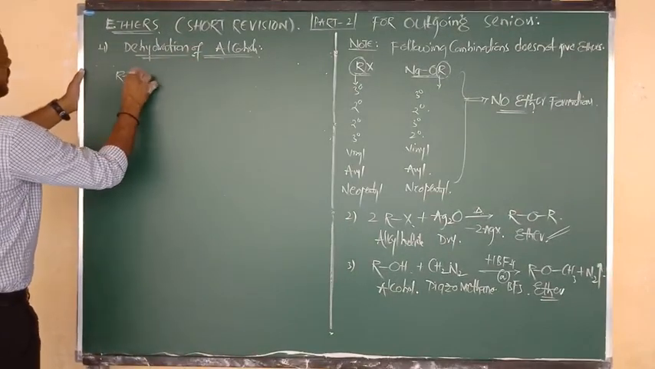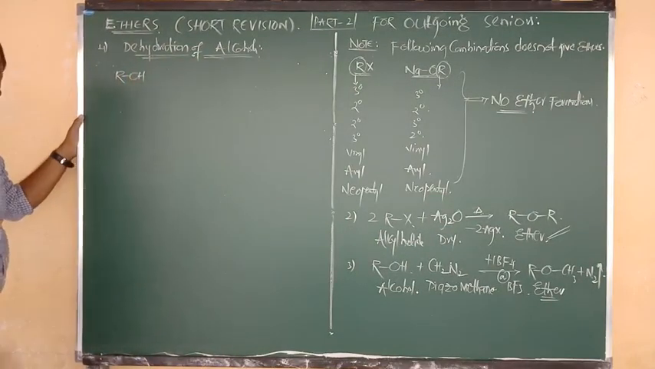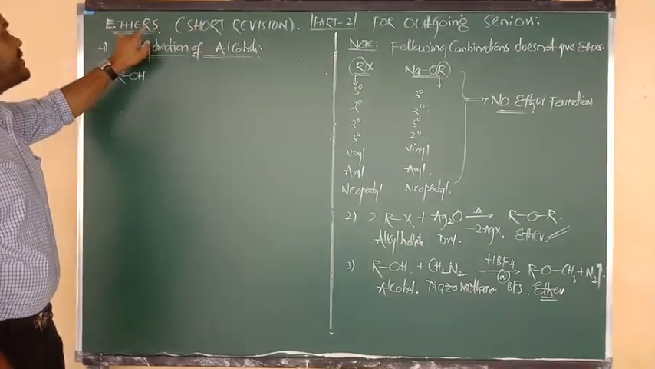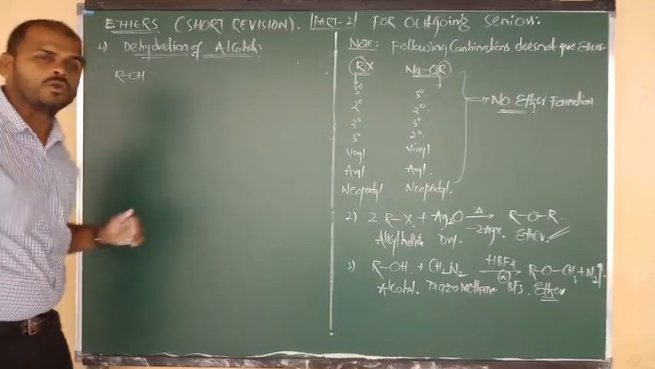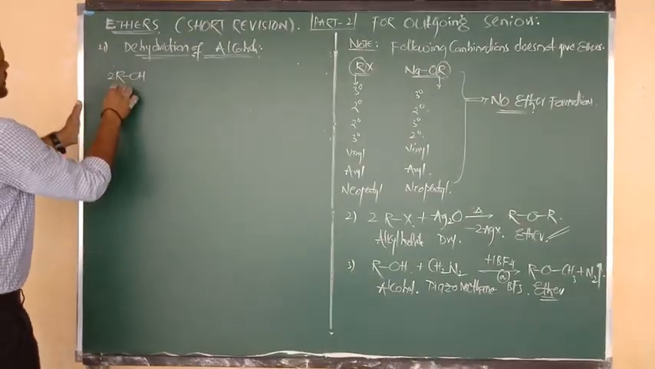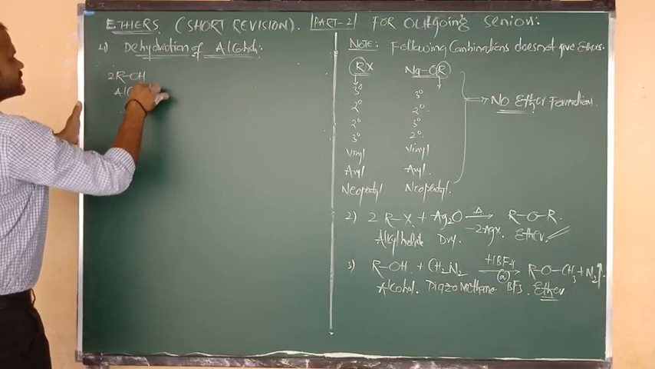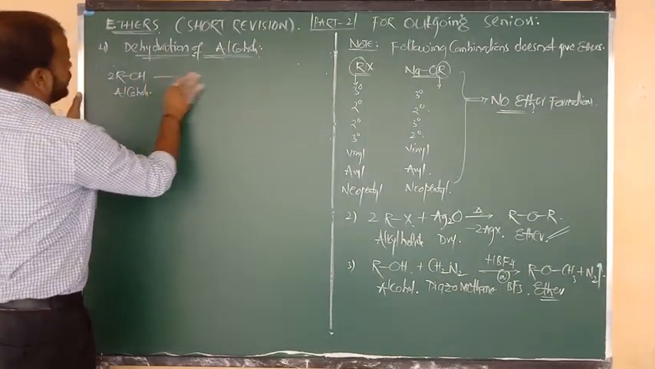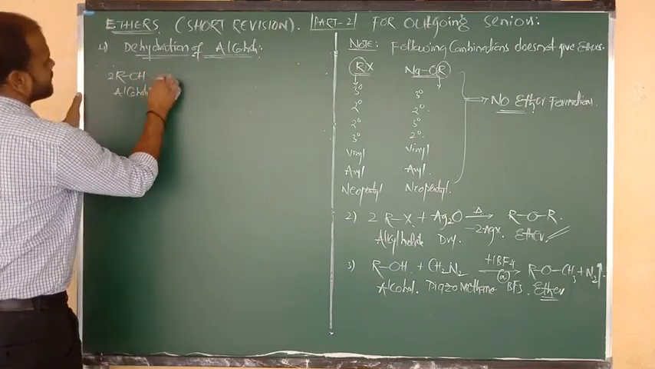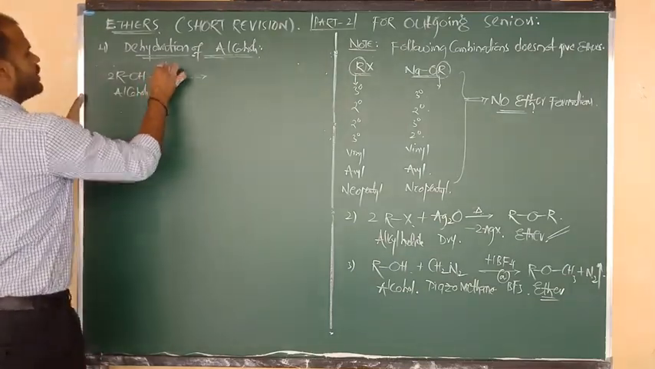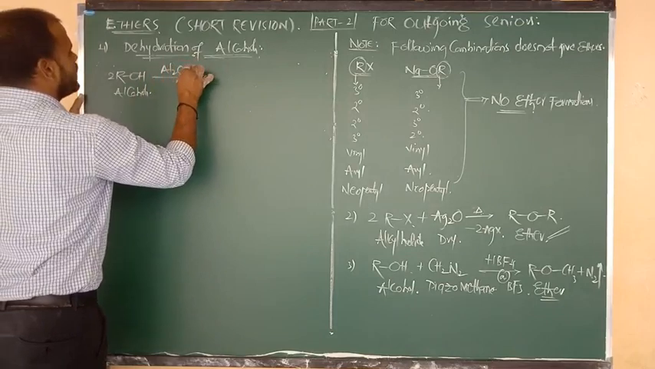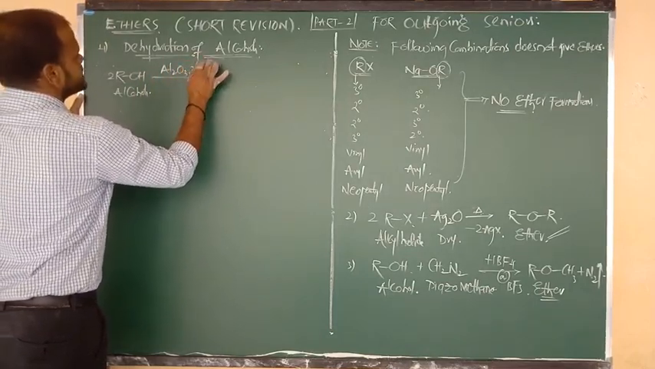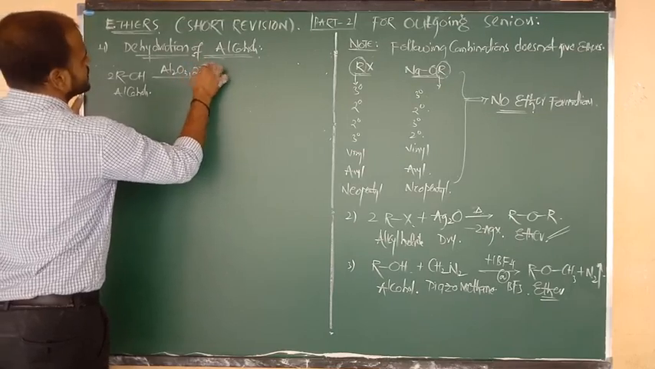Tell me first of all, what is the formula of alcohol? ROH. By using alcohols here, we are going to prepare the ether. Ether requires two R groups, so we have to consider two moles of alcohols upon heating with alumina, Al2O3. Here the temperature is 250 degrees Celsius.